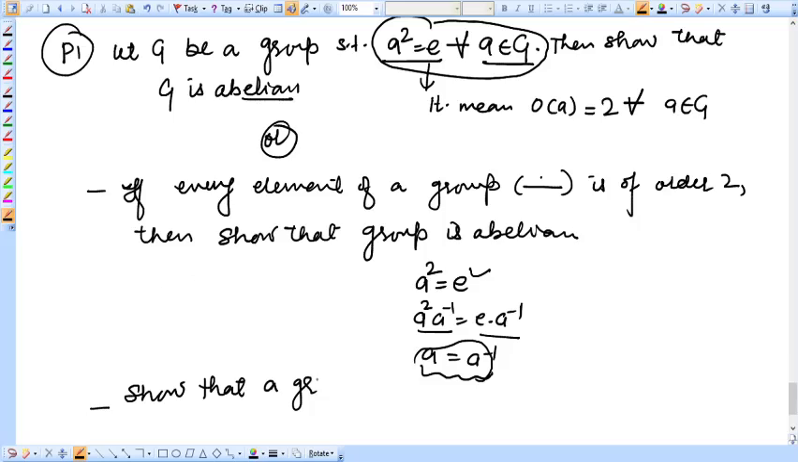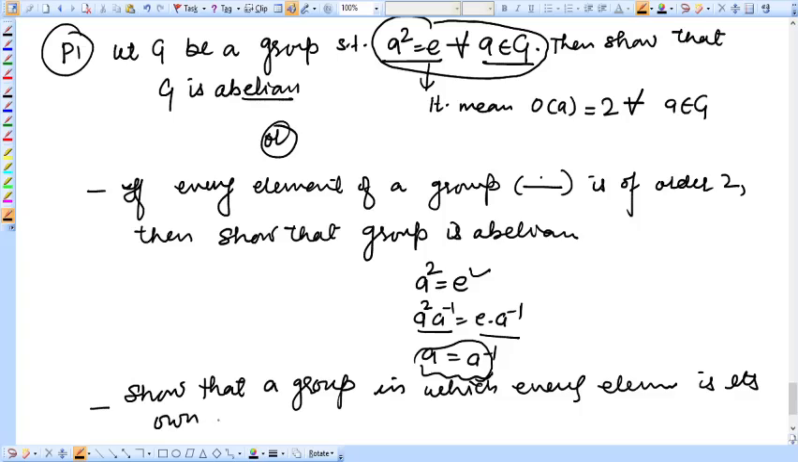Show that a group in which every element is its own inverse, show that a group in which every element is its own inverse is abelian group.